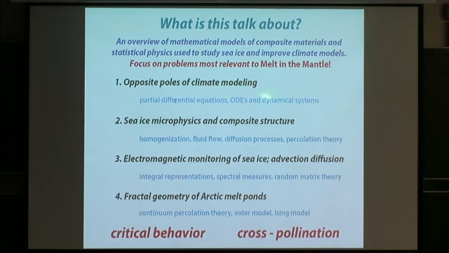I want to talk just a little about what I call the opposite poles, no pun intended, of climate modeling: big numerical global climate models versus simple toy models. I think, conceivably, some toy model ideas might be useful for some of you. Specifically, the next section that I will be talking about in this talk: sea ice microphysics and composite structure, fluid flow, percolation theory, homogenization, and so on. A lot of the things overlap with Wen Liu's talk.